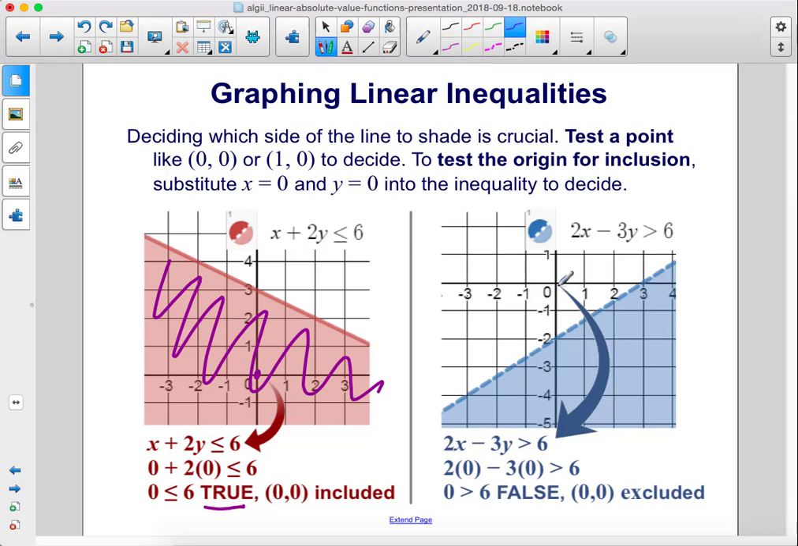Here we test this point. 2x minus 3y is greater than 6, so we'll plug in 0 for x, 0 for y. We get 0 is greater than 6, which is false. So the origin is not included, and we shade below the line.